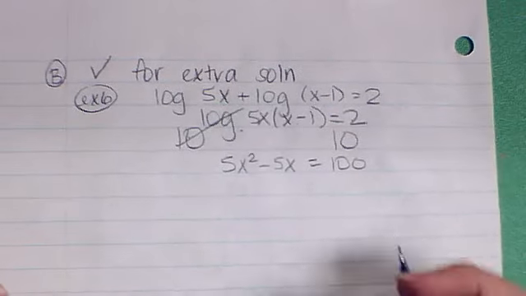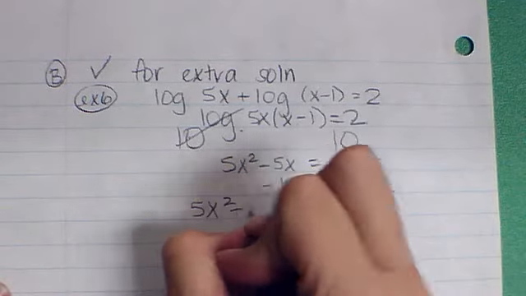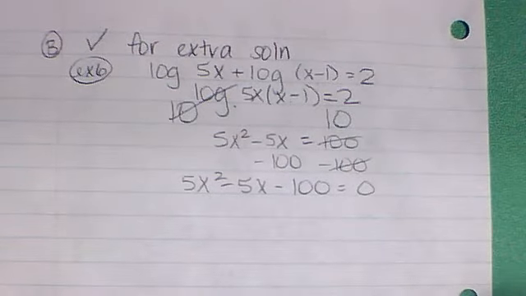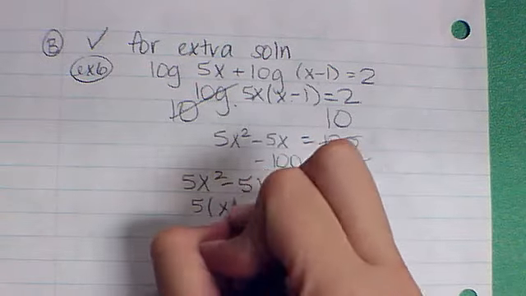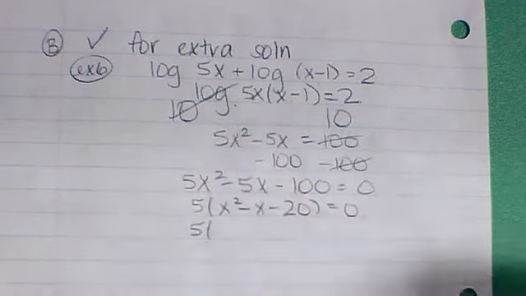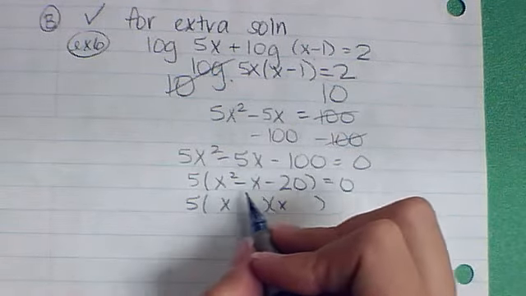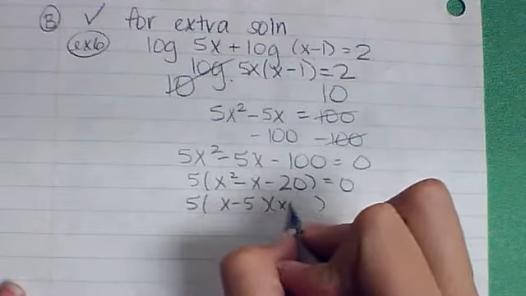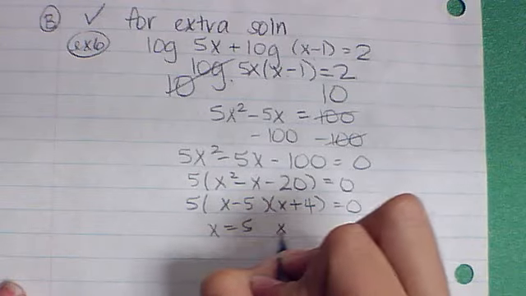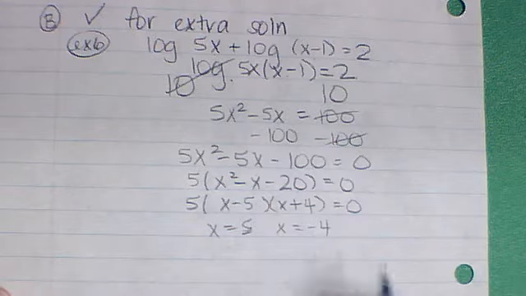Now I want to move everything to one side so I can solve. So I will subtract 100. And so I have 5x squared minus 5x minus 100 equals 0. I have to factor that to get some solutions for x. Out from everything, I can pull a 5. That one just stays on the outside. Then I can factor this trinomial by saying what multiplies to get negative 20 and what adds to get negative 1. And that would be negative 1 and positive 4. So my two solutions are x equals 5 and x equals negative 4. Now, notice for the first time we have a solution that's negative. This is why we have to check.